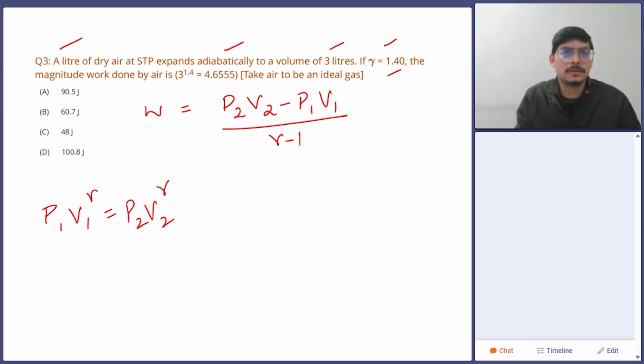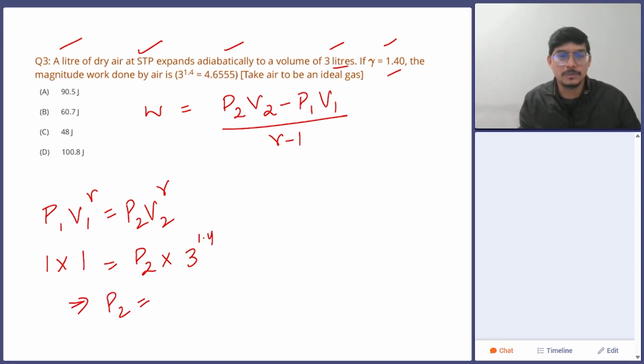Okay, so you can substitute the values, right? Initially, the conditions are STP, which means the pressure is 1 atm and the volume is 1 liter. So gamma really doesn't matter here, 1 raised to the power 1.4. Final pressure we are trying to find out. The final volume is 3 liters, so this is 3 raised to the power gamma, which is 1.4. Okay, so here we can find out P2 is 1 upon 3 raised to the power 1.4. Okay, 3 raised to the power 1.4 is given for your convenience, which really is not an easy number to solve, 4.6555.